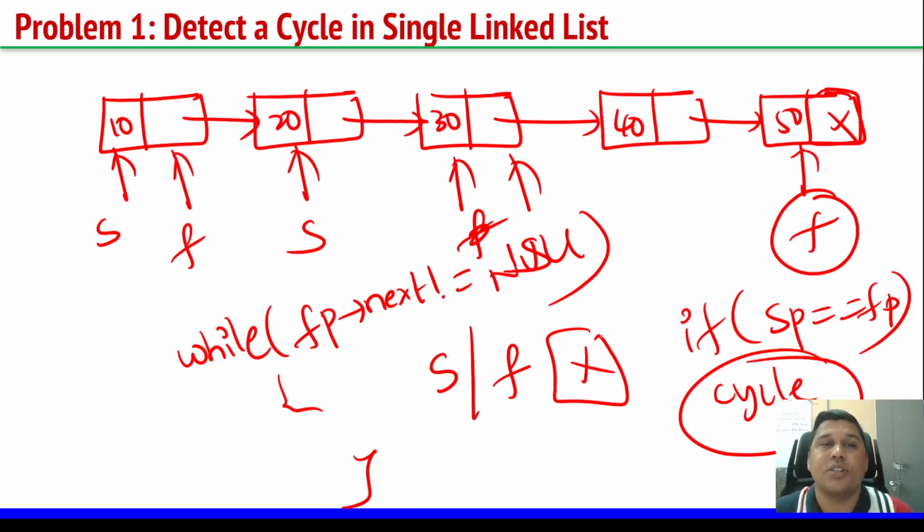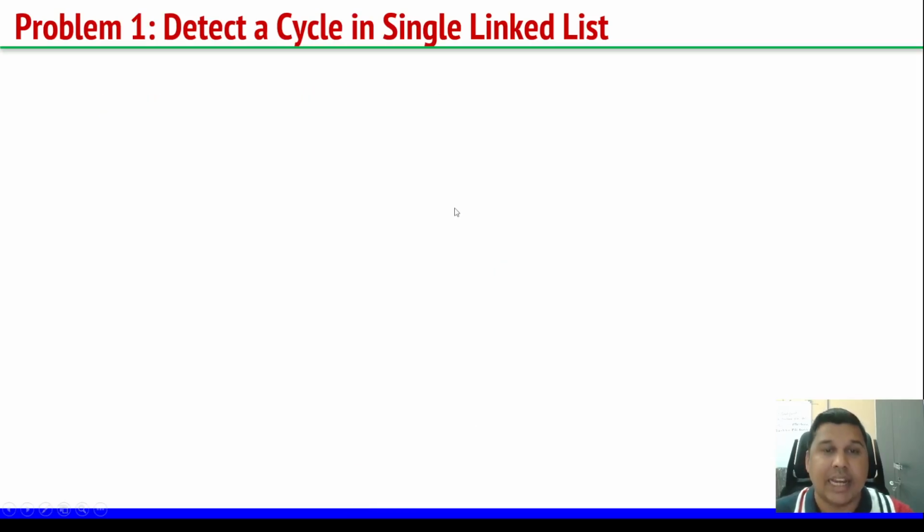Okay. So this is the logic for detecting a cycle in a single linked list. How do you write the logic? We will assume that the linked list is already created, and we will try to write the logic. I will just write the while loop part only.